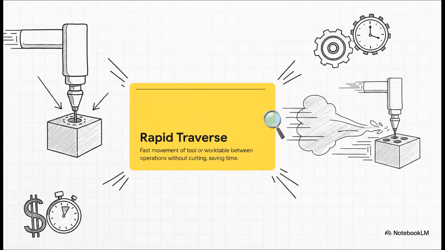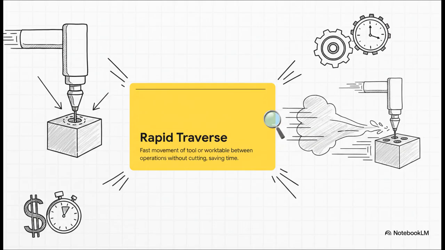Now, as you watch the machine work, you'll notice something really striking. The tool will slowly and deliberately carve a hole, and then, suddenly, whoosh, it zips incredibly fast across the workpiece to start the next hole. This is called rapid traverse. It's the fast movement of the tool or work table between operations, moving through midair without actually cutting anything.